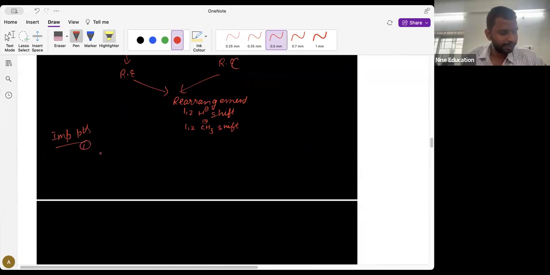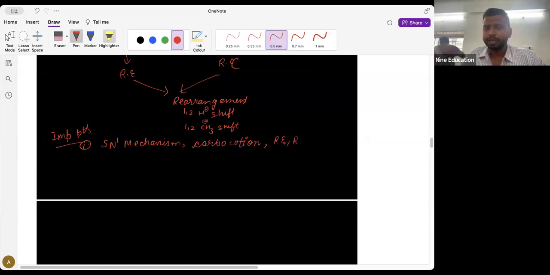First important point: see beta, it goes through the SN1 mechanism, in which carbocations are formed. After the carbocation, it can go for rearrangement, ring expansion, ring contraction, or rearrangement.